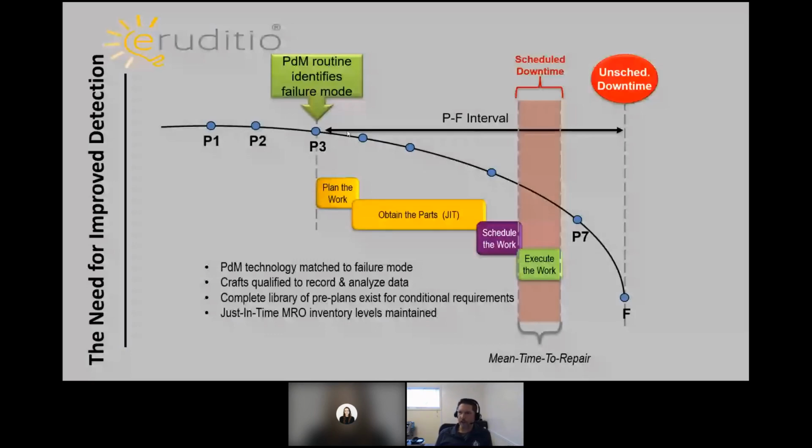But there's a trick here. We have to know when we're going to detect this and how to detect this in a timely manner. And that's where some of the PF interval stuff comes in. And we'll talk about that in a moment.